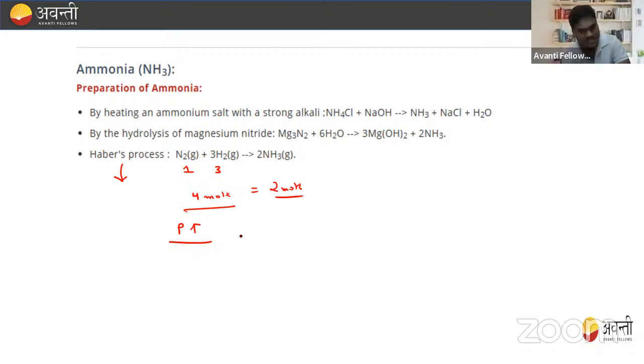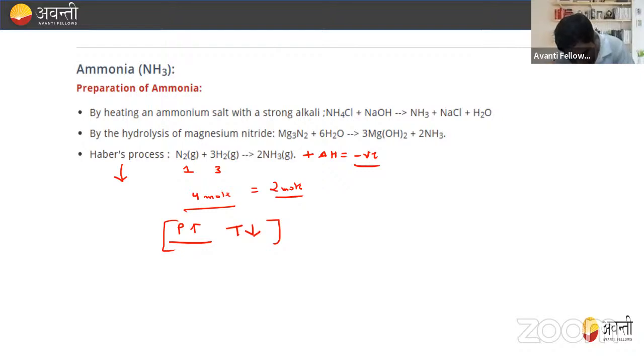So for this reaction, high pressure and low temperature are required. Why low temperature? Because this reaction is exothermic. It emits some energy as well, so it has a negative enthalpy, right? So this reaction is exothermic. This is the industrial method for the preparation of ammonia. In industries, we basically prepare ammonia using this method only.